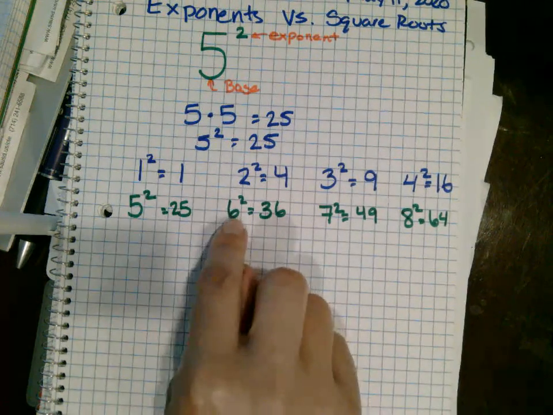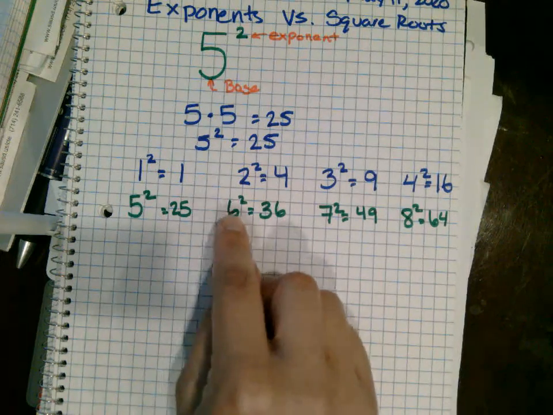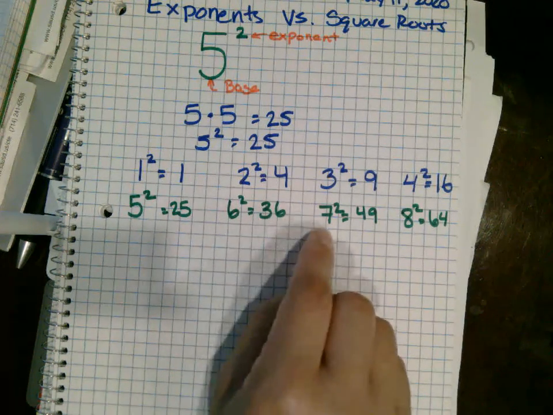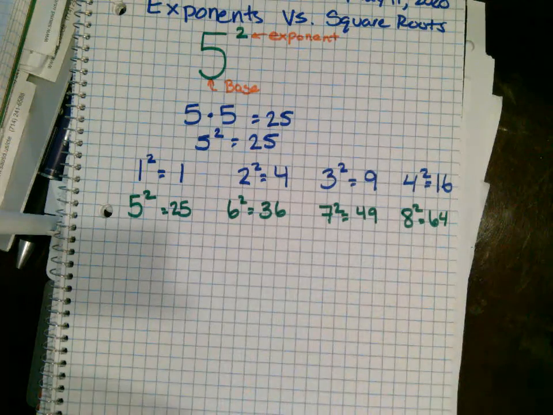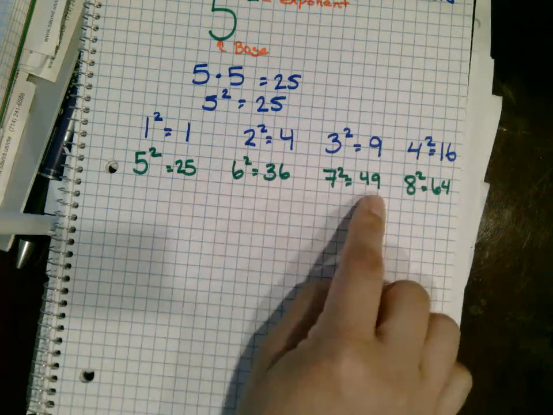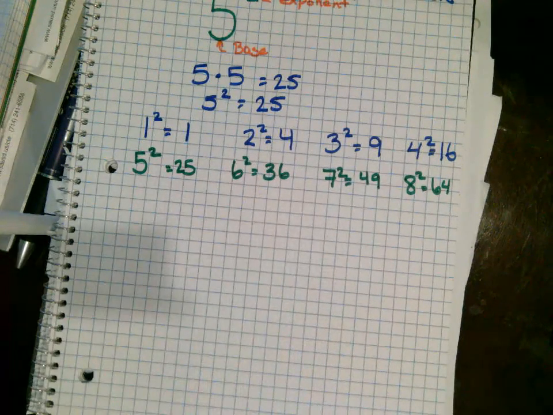How am I getting these numbers? I'm just multiplying this number by itself. 6 times 6, 36. 7 times 7, 49. 8 times 8, 64. So you just repeat the number and multiply. Don't multiply by 2. That's the number one mistake. All right, let's keep going.